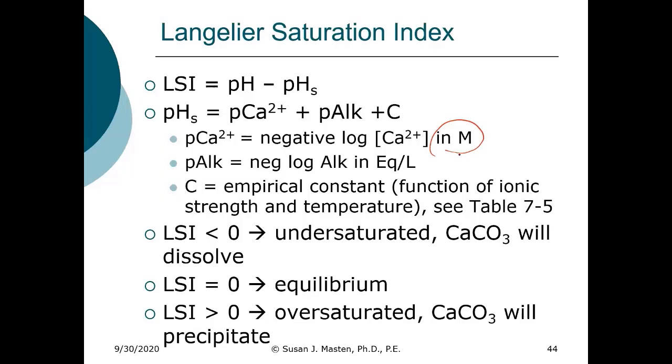Alkalinity, we need in equivalents per liter, and we'll use in here the negative log of the alkalinity. And then C is an empirical constant that's a function of ionic strength and temperature. You've got a table in your textbook. I have it in here, table 7-5. And that table lists these C values for the various species.